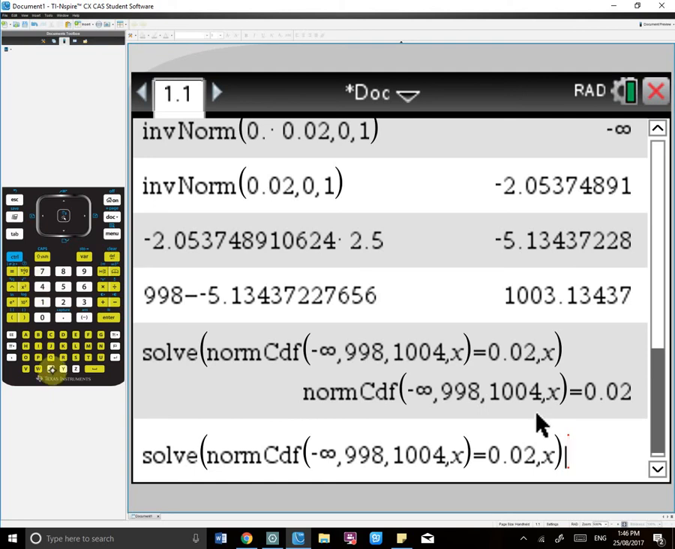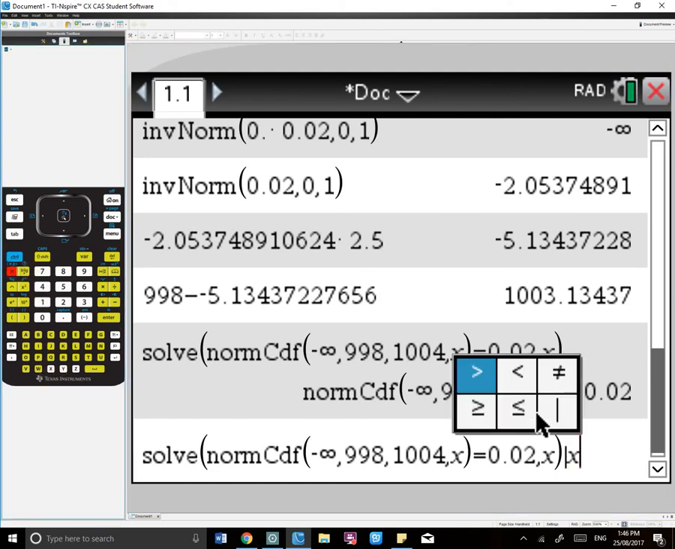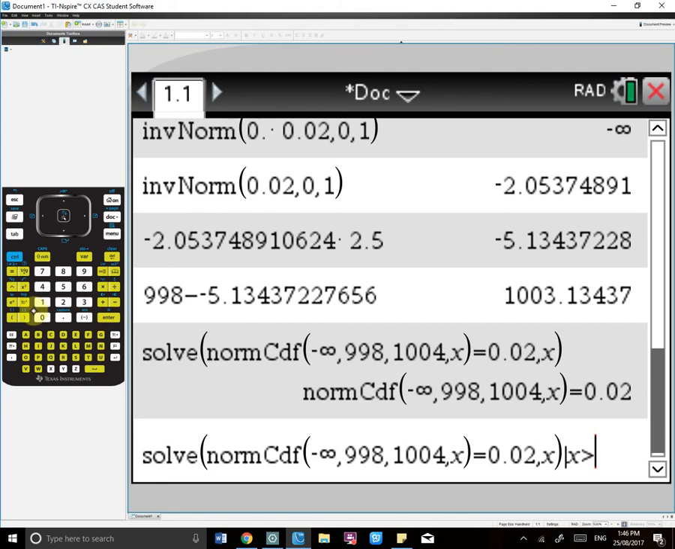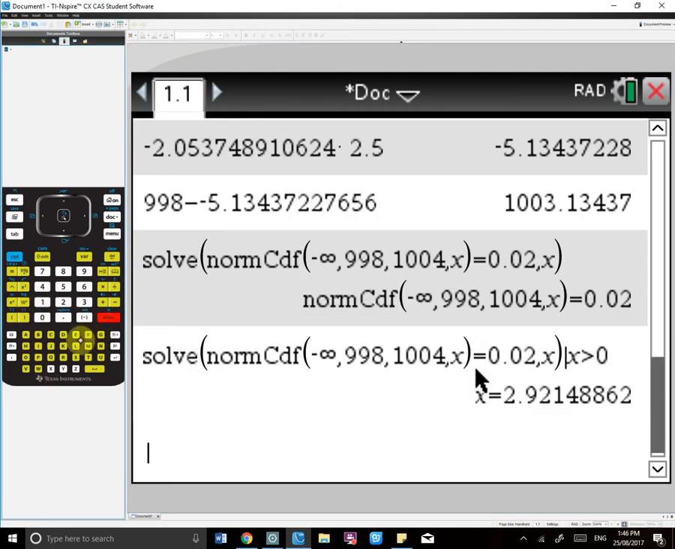Let's restrict that x greater than 0. Try again. It worked. I don't know why. Don't ask me why. I just tried, and then I figured this out. I figured this out when I was in year 12.